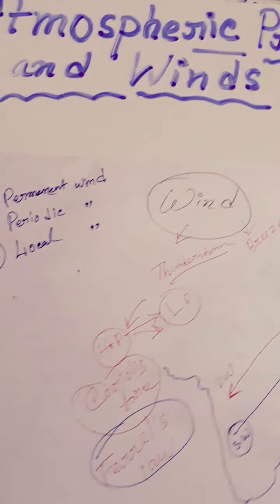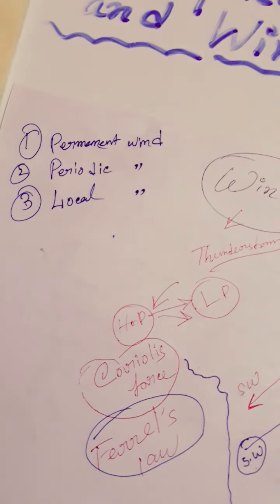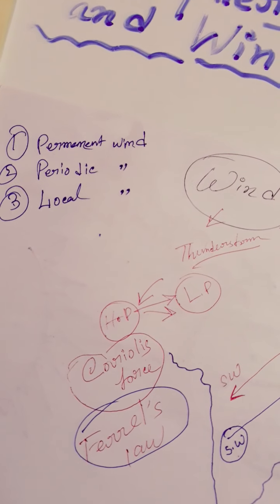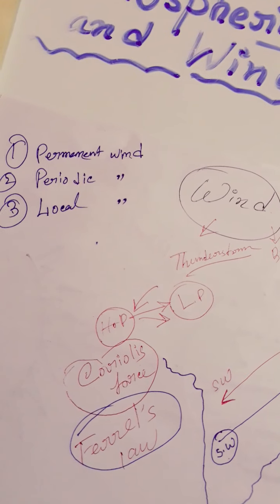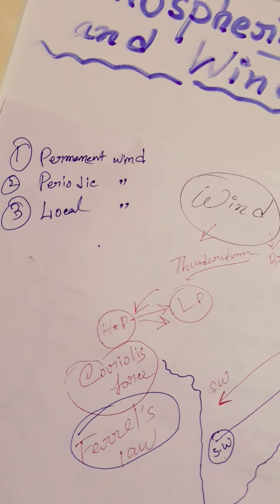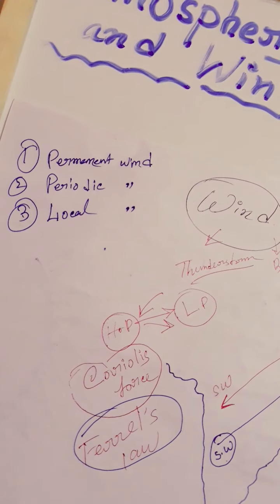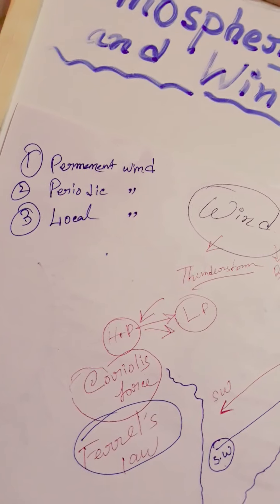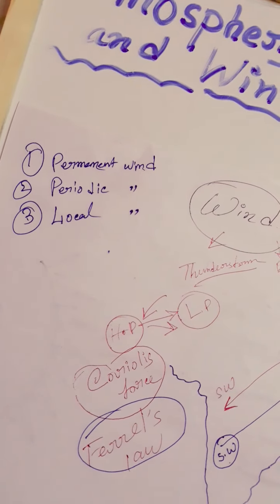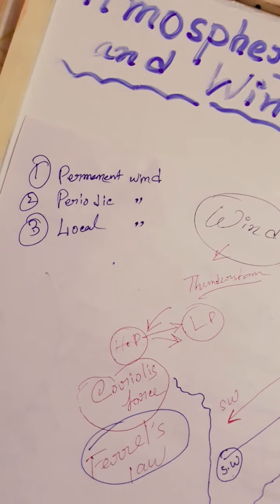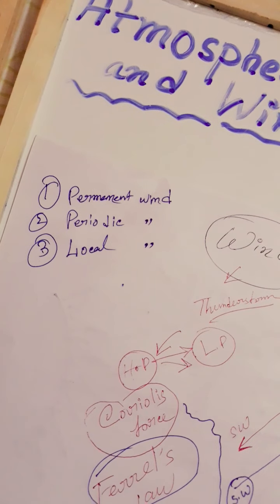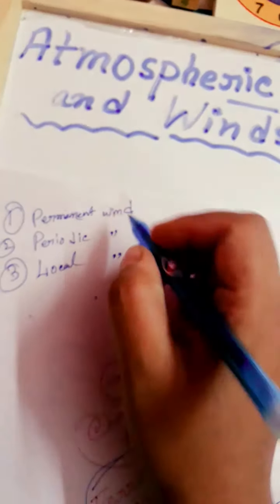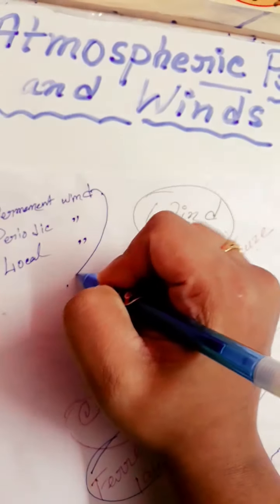Now one by one we will discuss the different types of wind. Firstly, the permanent wind. What are permanent winds? Permanent winds are winds that blow between the major pressure belts of the world. In that diagram, we have noticed some directions of the wind, and those are known as the permanent winds. Permanent winds are also known as the prevailing winds or the planetary winds. They are of 3 types: trade winds, westerlies, and polar winds.